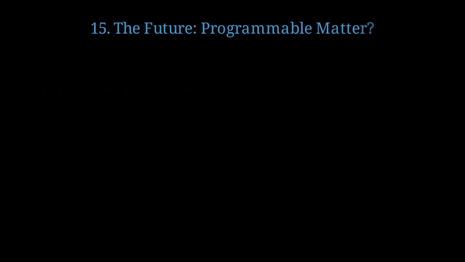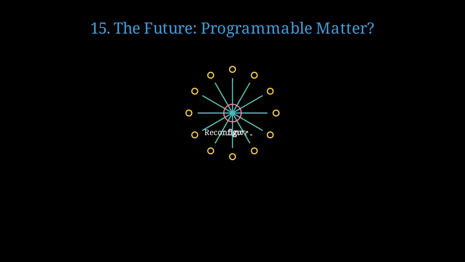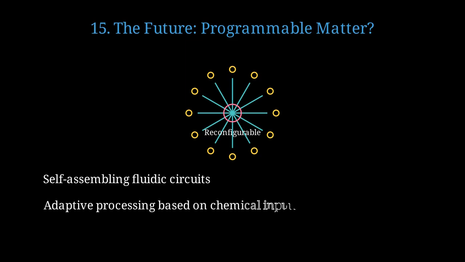Looking ahead, could fluidic computing evolve into programmable matter? Imagine a material where channels can be dynamically reconfigured, allowing the same physical substrate to perform different computations based on how flows are routed. Future systems might feature self-assembling fluidic circuits where droplets organize themselves into computational networks. These systems could adapt their processing based on the chemical composition of inputs, creating truly intelligent materials.